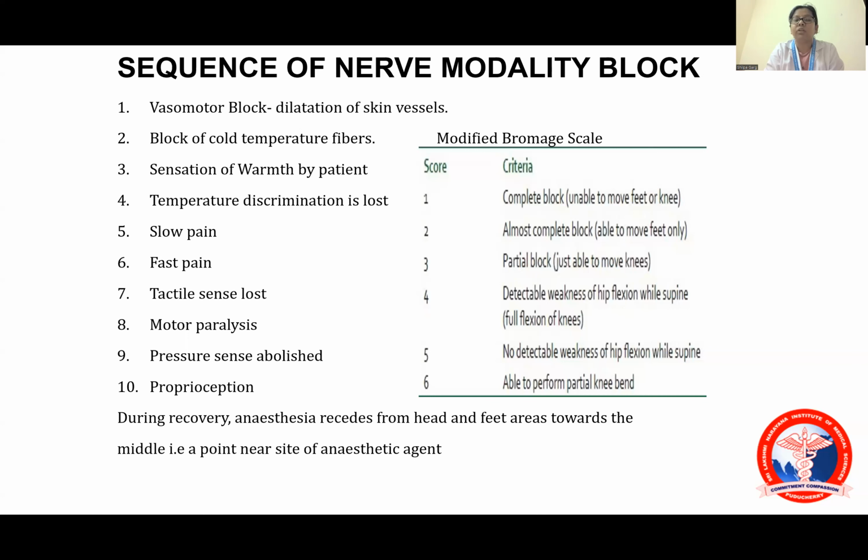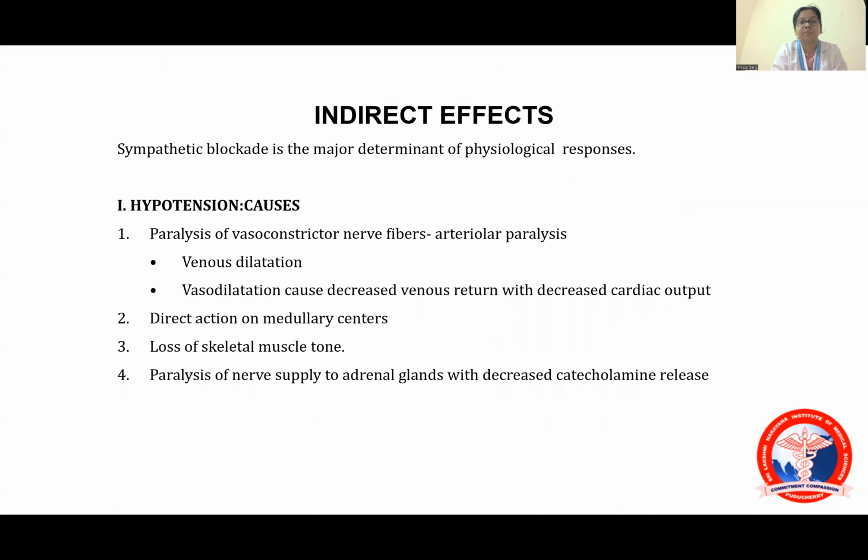To check complete or incomplete motor paralysis, we have a score called the modified Bromage score or modified Bromage scale. Depending upon that, we grade the attainment of motor block. And in the last, pressure sense and proprioception are abolished. This is the sequence while attaining the anesthesia. Whereas during recovery, anesthesia recedes from head and feet areas towards the middle. That is the point where the anesthetic agent was injected. There, the analgesia will last up to the last time.